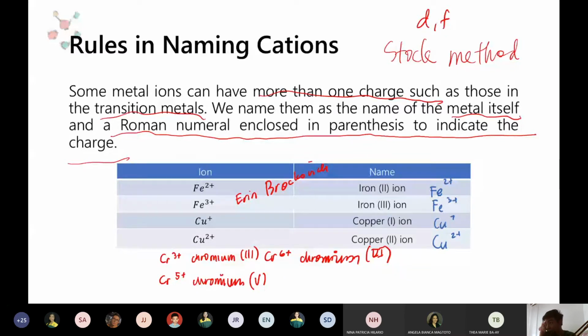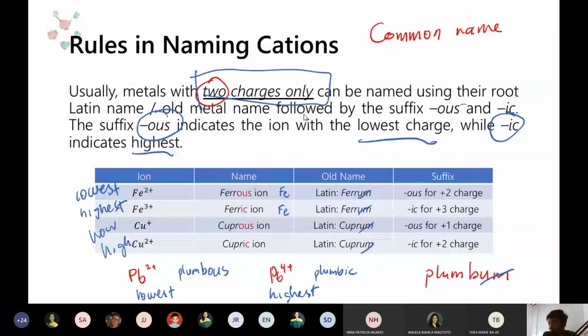You copy the name of the metal and then you indicate the charge using Roman numerals enclosed in parentheses. So, that is the stock method. The other method is the common name method. This only applies if your metal has two charges. So, it doesn't apply to all. Okay, so just two charges.